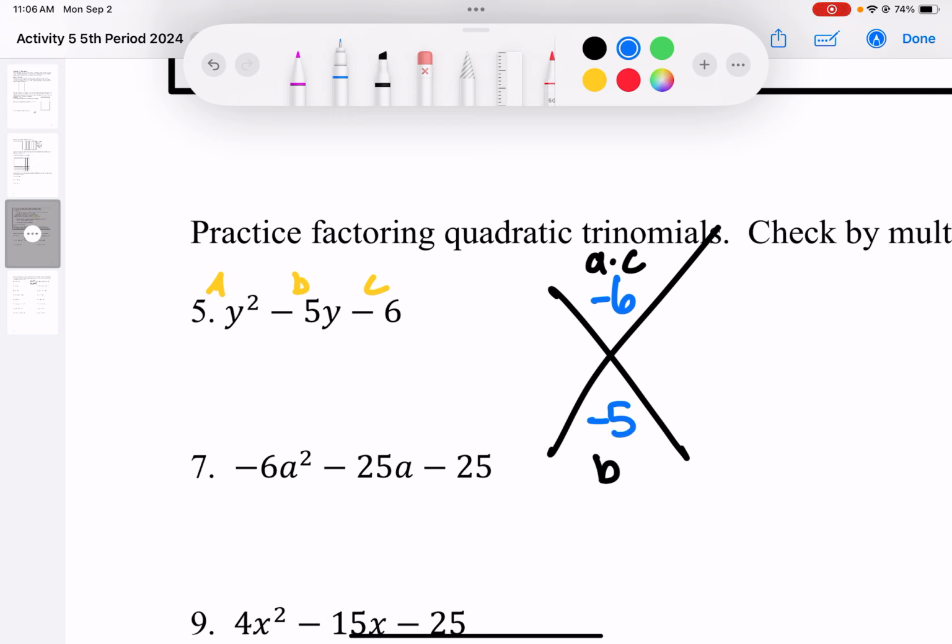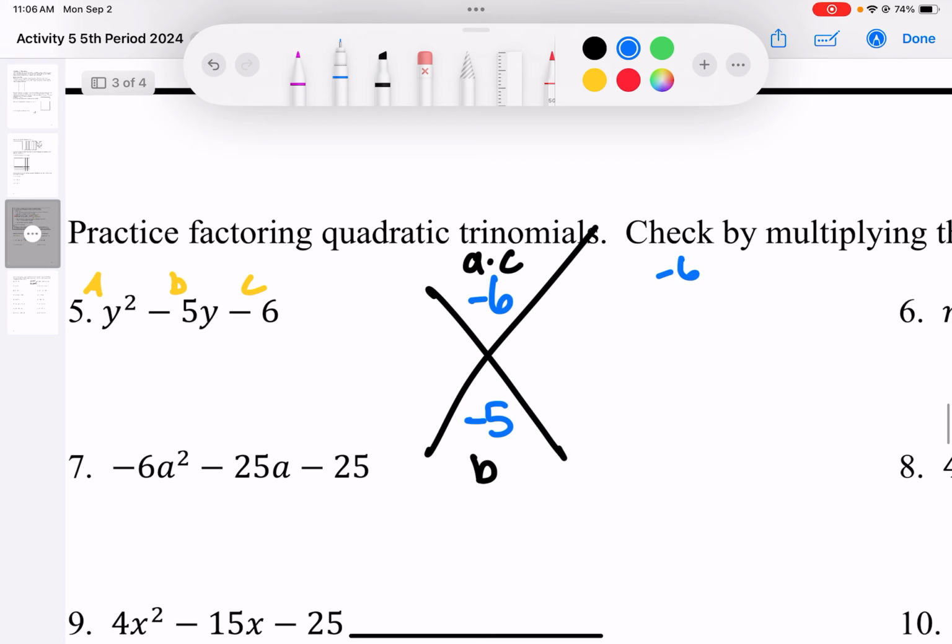So what we're doing is we're looking for two numbers that their product, or when they multiply, their product is -6, and their sum, or when they add together, is -5. And there is only one set that will work. Okay, now when we have -6, right, it could be 1 and -6, it could be -1 and 6, it could be 2 and -3, well, and then -2 and a +3.